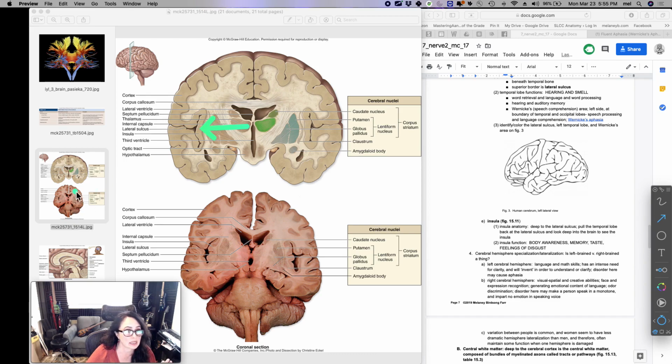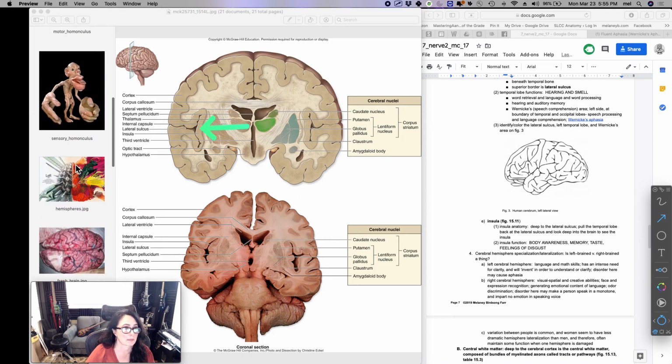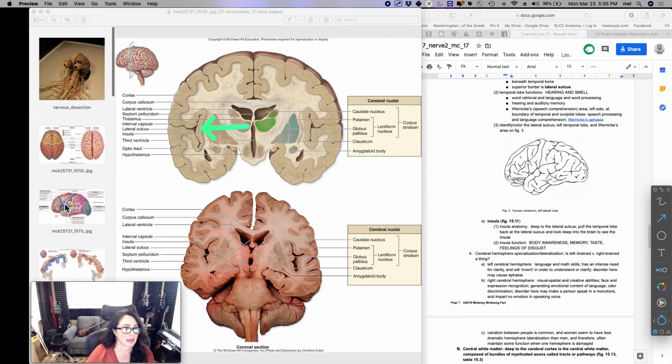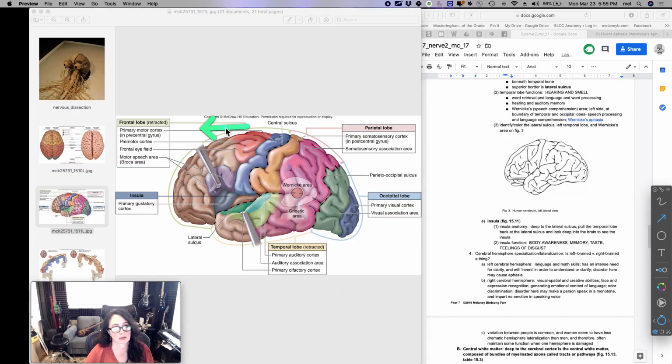So let's find it again on that other picture. Okay, come back here. Okay, on this picture you can see it right here. So here's the insula. The insula is a really interesting part of the brain. First off, it's deep to the lateral sulcus. Go inside the lateral sulcus and you'll find some more cerebral cortex. Its function is really interesting.